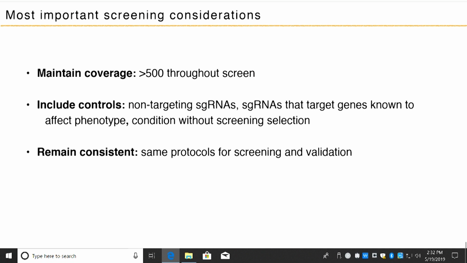And known sgRNAs, sgRNAs that target known genes that should affect your phenotype, should be used to select your screening parameters. And you should always include the negative control biorep in your screen, which is the condition that did not have your screening selection. And again, throughout the screen, remain consistent, use the same protocols for screening and validation.